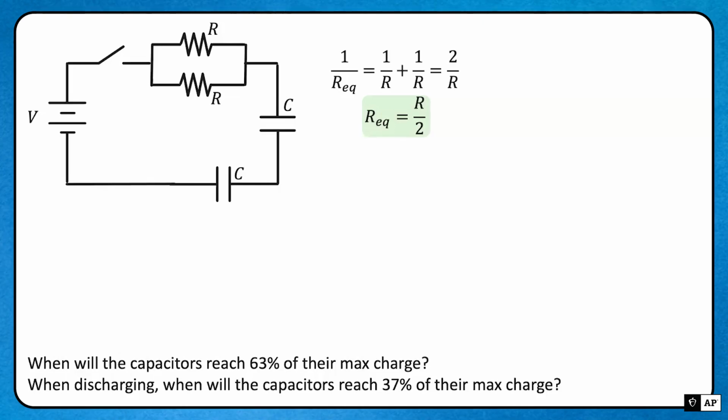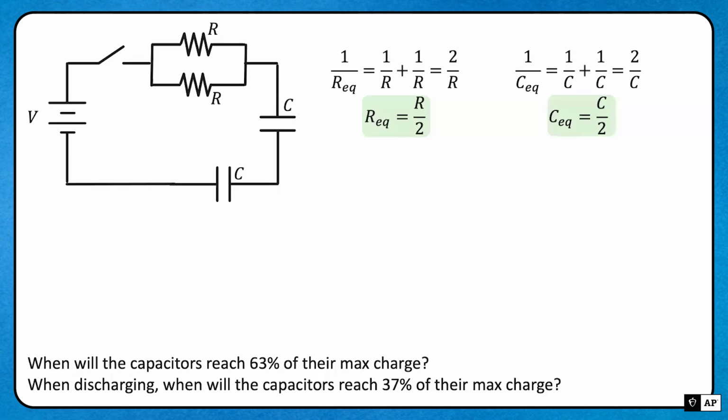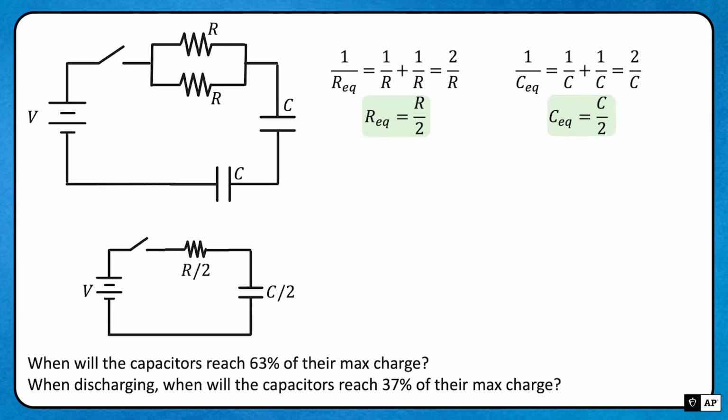I also have 2 capacitors in series, which is our reciprocal relationship. Remember, those are opposites, resistors and capacitors. All right, so we got 1 over C plus 1 over C for 2 over C. So our equivalent capacitance is C over 2. Okay, well, that means our circuit behaves the same way as if I had just 1 resistor with R over 2 resistance and 1 capacitor with C over 2 capacitance.